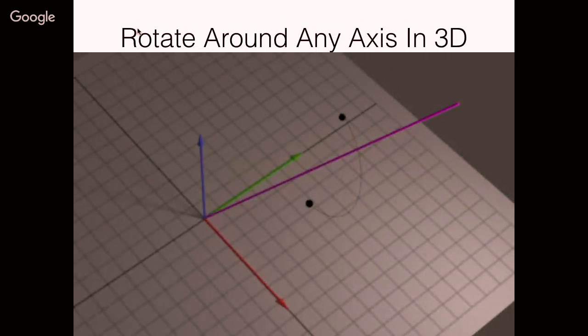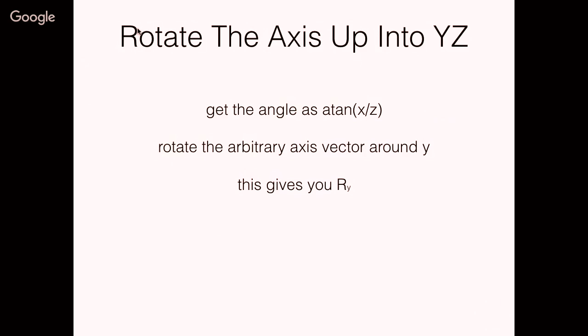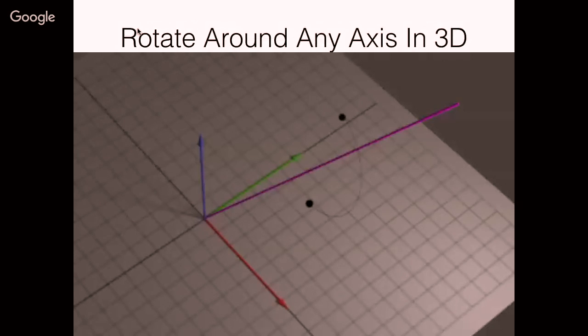So the grand conclusion of all this is that we want to rotate something around an arbitrary axis, in this case, in 3D space. So we've got this black blob, or black point, that we want to rotate around the purple line, which is pointing off in some odd direction away from the axes or the coordinates of the space. And the way you do that is, if you think about where that purple line is, rotate it first.